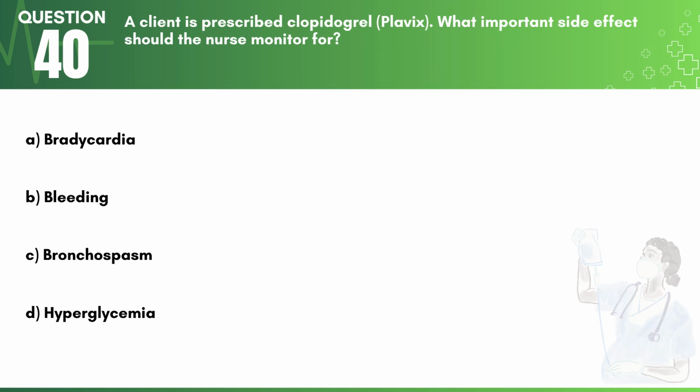Question 40. A client is prescribed clopidogrel, Plavix. What important side effect should the nurse monitor for? A. Bradycardia. B. Bleeding. C. Bronchospasm. D. Hyperglycemia.